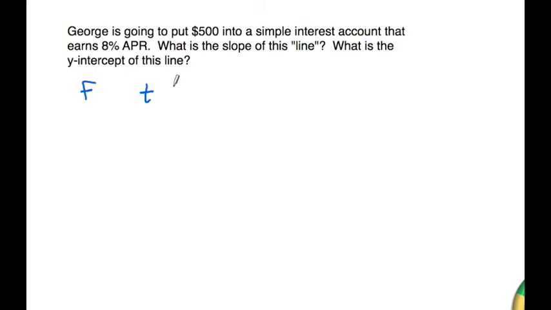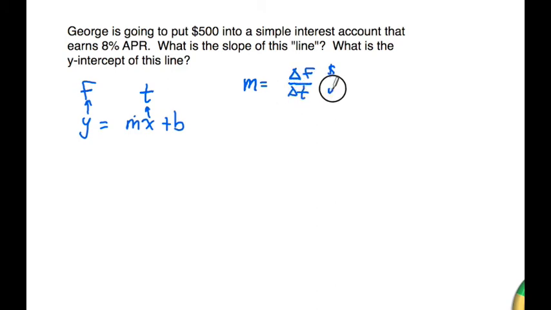So when we do that kind of setup, and we're looking for a y equals mx plus b, this becomes the change in y, this becomes the change in x. So here for m, we're looking for a change in the future value, which is measured, by the way, in dollars, over a change in time, which in this case is measured in years.